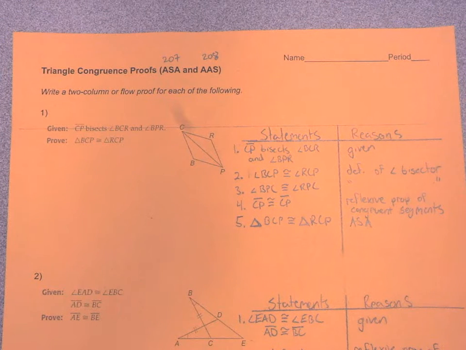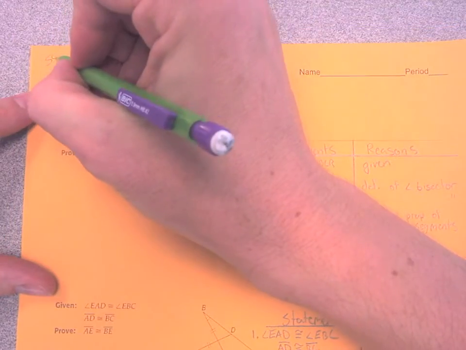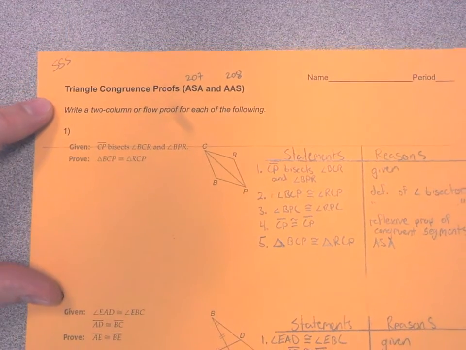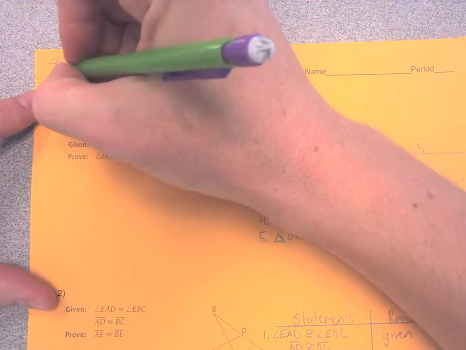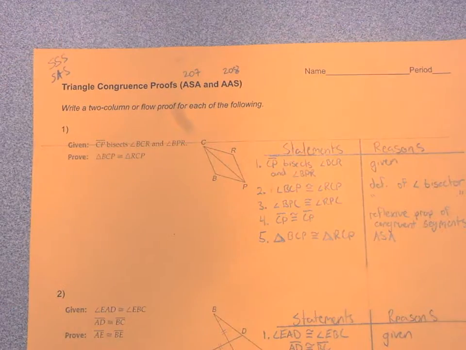Today we're doing some more triangle congruence proofs, but we have two new triangle congruence postulates that we can use to show that triangles are congruent. So yesterday in class we talked about how to use the side-side-side triangle congruence postulate and the side-angle-side congruence postulate to show that two triangles are congruent.